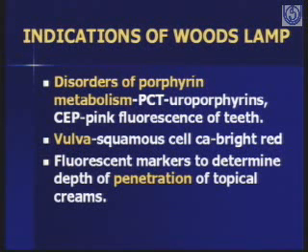In the rare disorders of porphyrin metabolism, such as porphyria cutanea tarda, the uroporphyrins, and in congenital erythropoietic porphyria, there will be a pink fluorescence of the teeth. In the vulva, if there is a squamous cell carcinoma, sometimes it shows a bright red fluorescence. And for research purposes, you can also use fluorescent markers to determine the depth of penetration of topical creams. So these are all the indications of Wood's lamp.